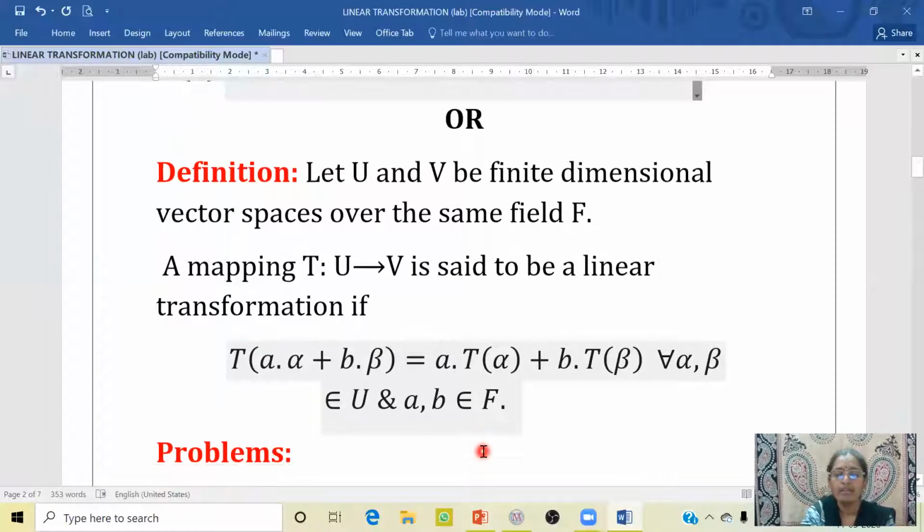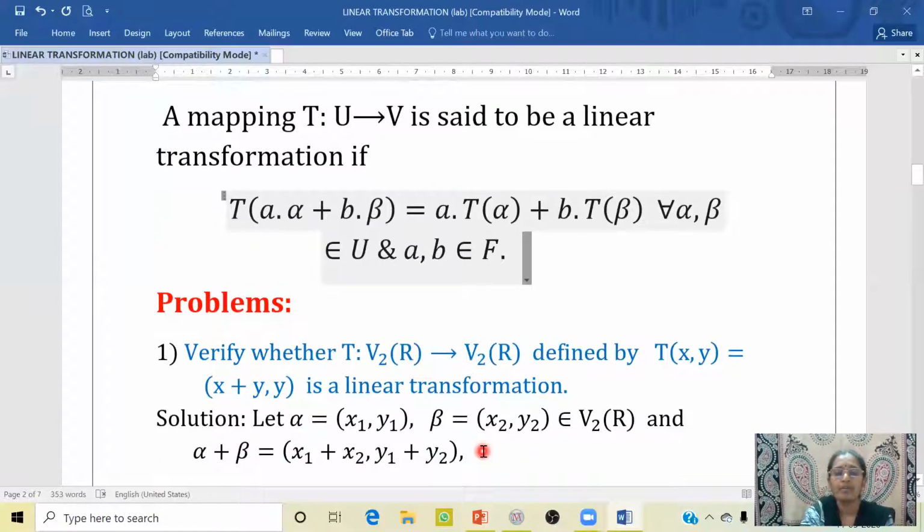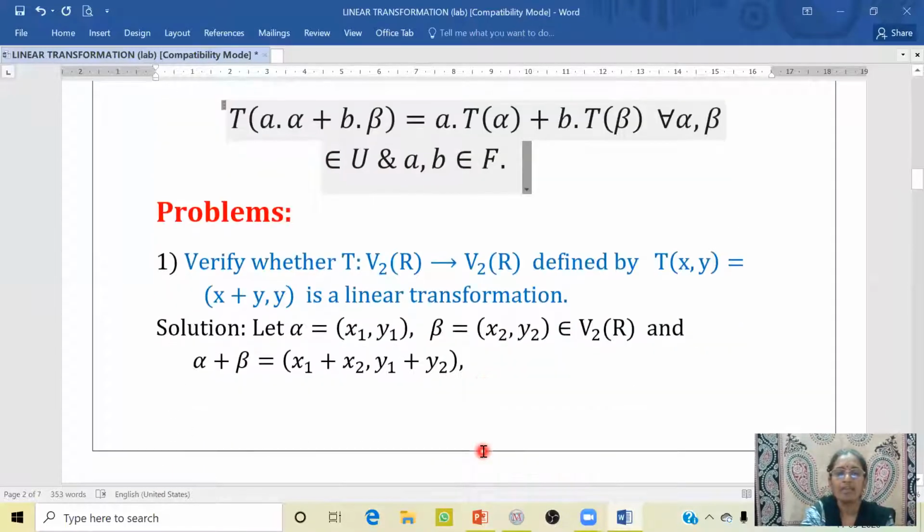So let us see some examples. The examples are based on verification. Here we are going to do manually as well as using the Maxima software. So first let us see how to work it out manually. Verify whether T from R2 to R2, from 2-dimension to 2-dimension, defined by T of x comma y is equal to x plus y comma y is a linear transformation.